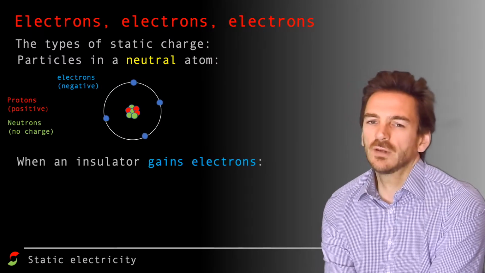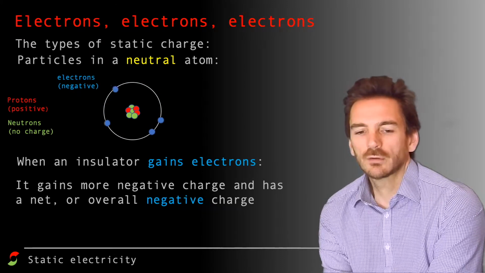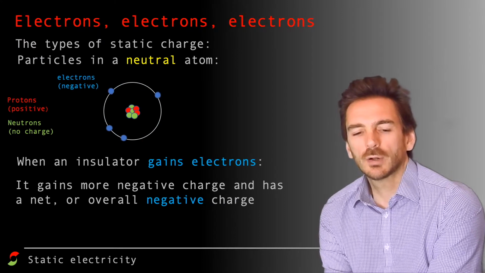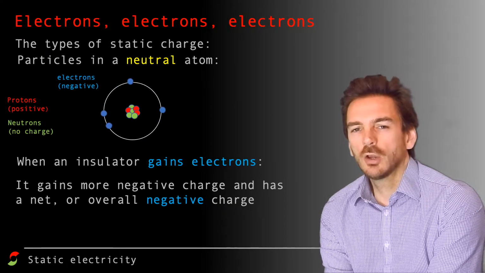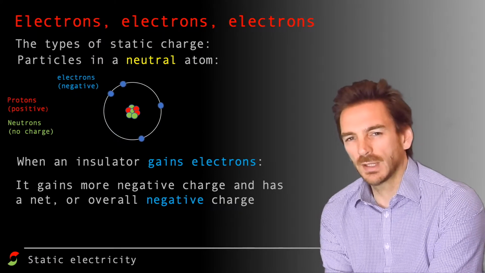So when an insulator gains electrons, and you can see I've added another electron there, now this has got 4 electrons. There are more electrons than protons. So it's gained an overall negative charge. That atom is now negatively charged.